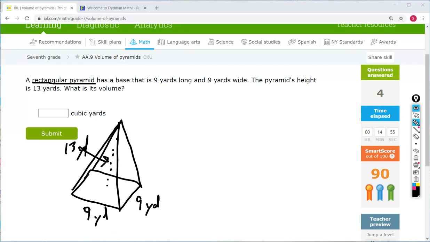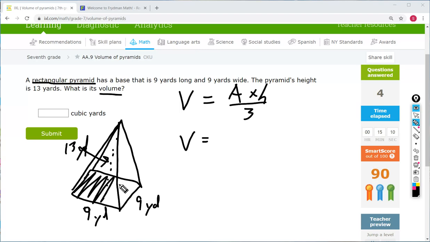Okay, so if I want to find the volume of the pyramid, I'm going to do volume is equal to the area of the base times the height divided by 3. Now the base here is just a square, so we just have to do 9 times 9 to find the area of the base. We do not have to divide by 2 because the base is not a triangle. You're only going to divide by 2 when the base is a triangle. Then times the height of 13, and then all of that divided by 3.